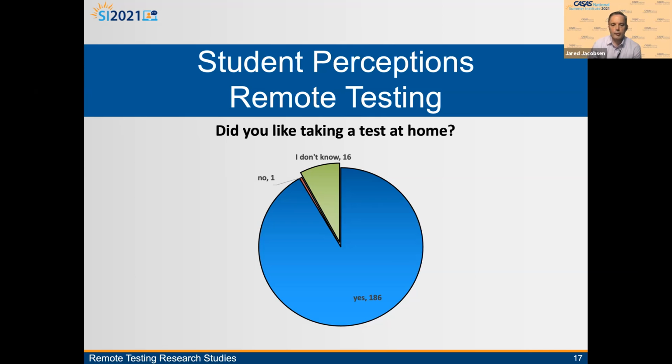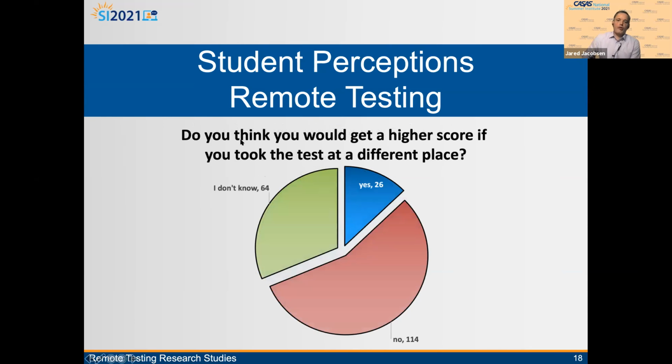It can be interpreted as a student who doesn't want to respond to a yes or a no. They may be in between. They may have been lukewarm on the experience. So they have this option to select I don't know. But overall, pretty remarkable in our result that 186 yeses on taking a test at home and only one no at this point in these, as I said, preliminary results.